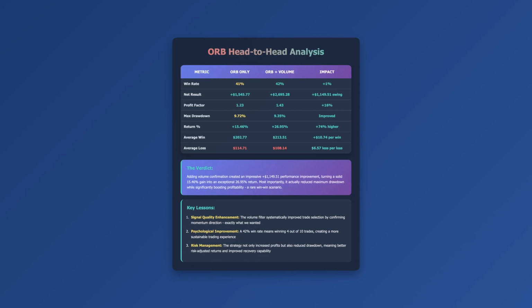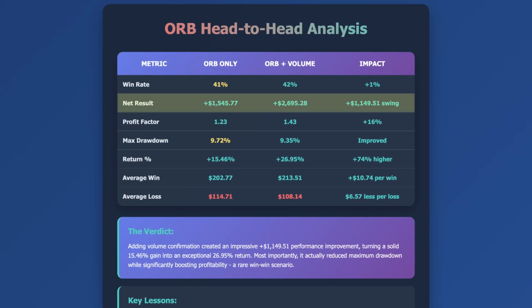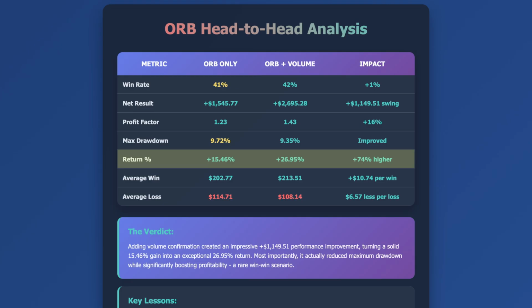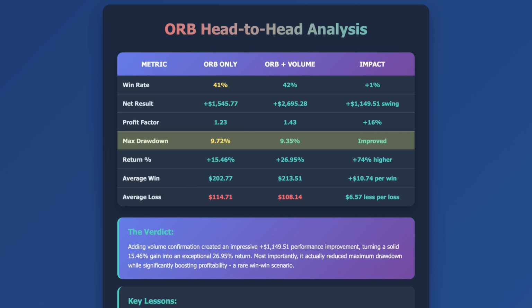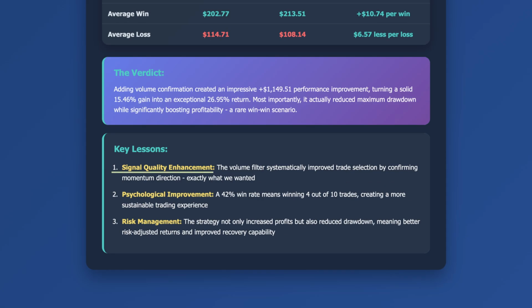The enhanced strategy created an impressive plus $1,149.51 performance improvement, turning a solid 15.46% gain into an exceptional 26.95% return. Most importantly, it actually reduced maximum drawdown while significantly boosting profitability. Key lessons: signal quality versus quantity. The enhanced filters systematically improve trade selection by being much more selective, exactly what we wanted.